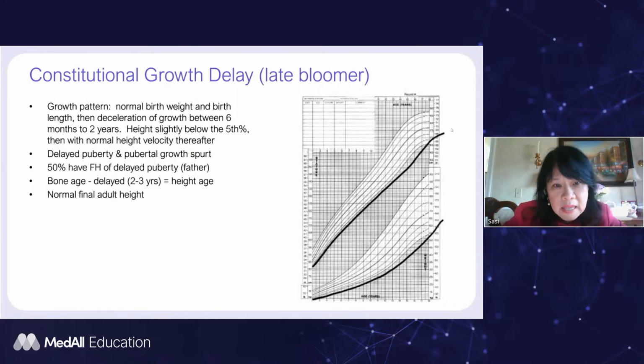And they tend to have delayed bone age, which can be delayed by 2 to 3 years. That results in delayed puberty, because we know puberty begins according to the bone age, not chronological age. So they have delayed puberty and a delayed pubertal growth spurt, and that helps them catch up at the end, because with the late timing of puberty onset, they will continue to grow and have a growth spurt later. So they end up with height consistent with mid-parental height and a normal final adult height.